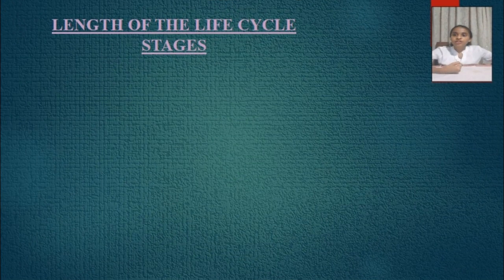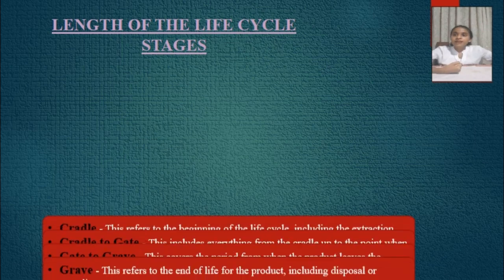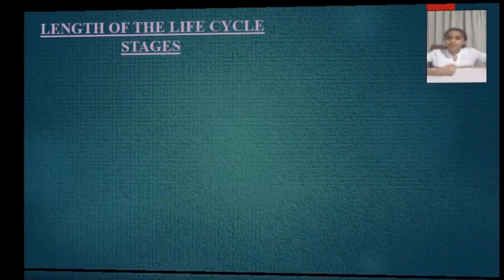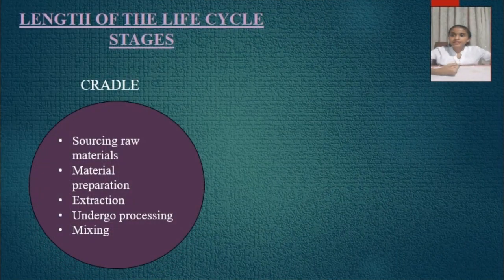Then I would like to show you some lengths of life cycle stages. There are 4 main lengths here. They are cradle, cradle to gate, gate to grave, and grave. We can put sourcing raw materials, material preparation, extraction, underground processing, and mixing parts in the cradle stage.